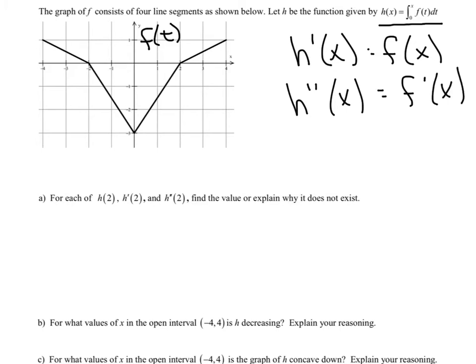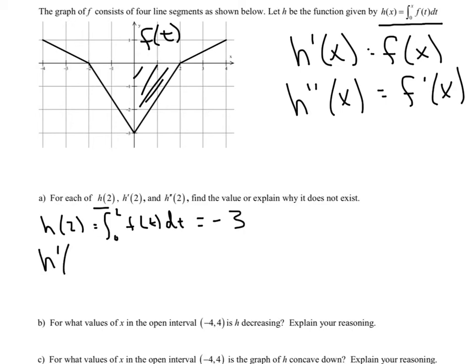So when they said h of 2, let's see, h of 2 is going to be the integral from 0 to 2 of f of x, or I should say f of t. Got to be careful here. So from 0 to 2, we've got some area in there. It's going to be below the x-axis, so it's definitely negative. I believe that triangle has an area of negative 3 units. When they said h prime of 2, I'm thinking f of 2, which means I just read the graph, value is 0.